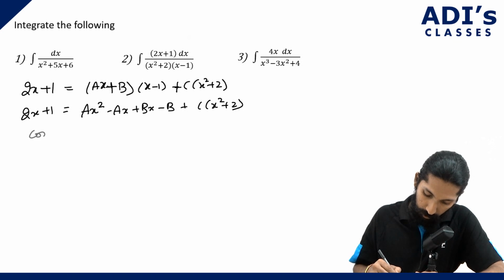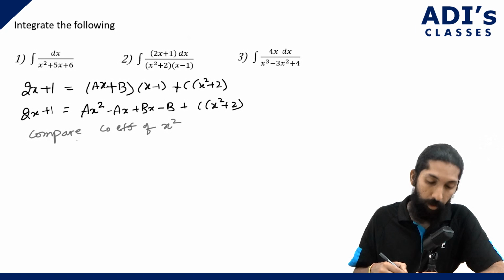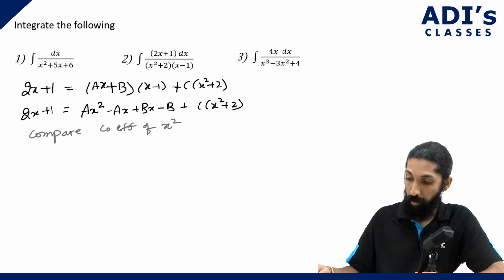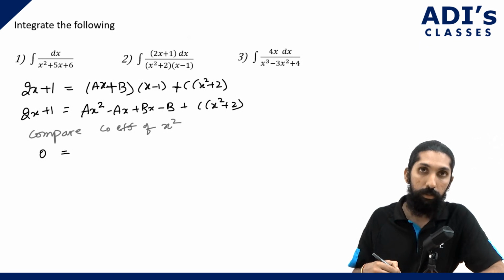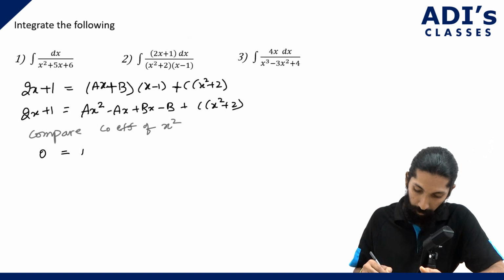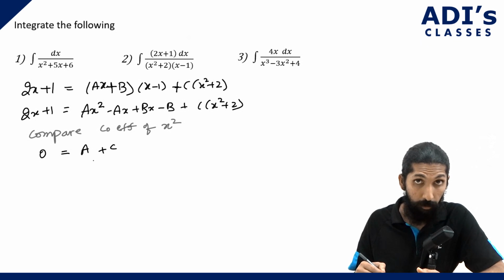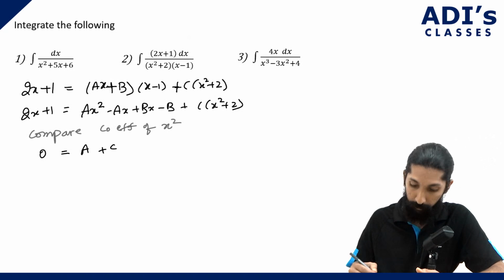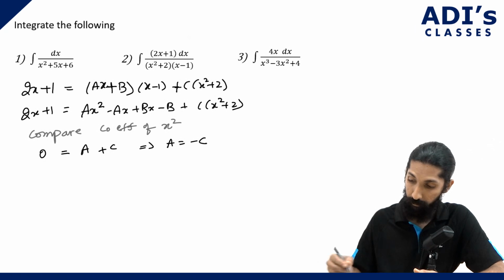So first, compare coefficients of x square. See, when you compare the coefficients of x square, LHS is 0. Do you see any x square term? No, right? So the coefficient is 0. Here, a plus c. Both of them have an x square term, isn't it? So what do we get? a is equal to minus c, right?